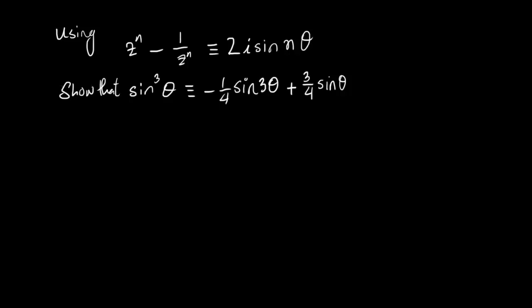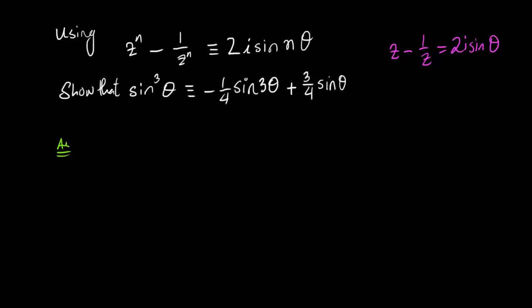For this sum, you need to know z minus 1 by z equals 2i sine theta. Now this is where you should begin. It's very easy to remember. All you have to do is, instead of n, write 1 over here. That means they'll give you in the question z to the power n minus 1 by z to the power n, and all you have to do is put n equals 1 and get this format. And we're going to start with this format based on the power. So here goes.